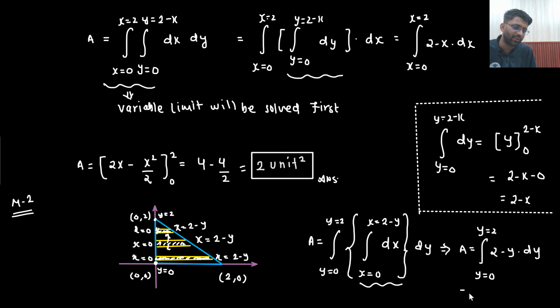So when you solve this one, what will you get? 2y minus y square by 2. Similarly, here we got 2x minus x square by 2. Here you will get 2y minus y square by 2. Then you will put the limit from 0 to 2. Answer will come out to be 2 unit square. Same answer you will be getting here.